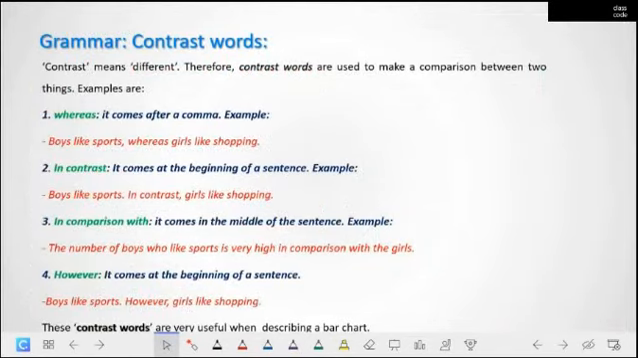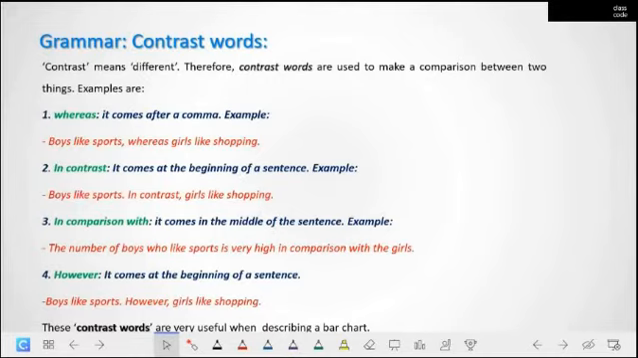All right, so what are contrast words? Contrast means different. Therefore, contrast words are used to make a comparison between two things. As you saw in the bar chart, we had boys and girls. So we are making a comparison between the two.